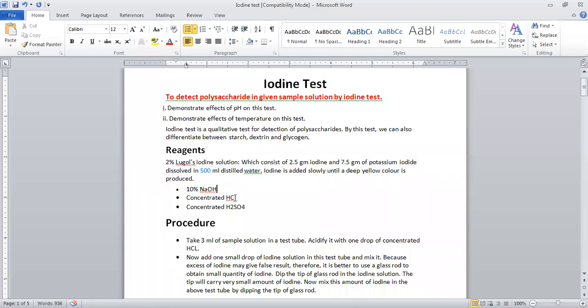We need some other chemicals as well for evaluation of the effect of pH and the effect of temperature on this test. And those chemicals are here: 10% NaOH, concentrated HCl, and concentrated H2SO4.